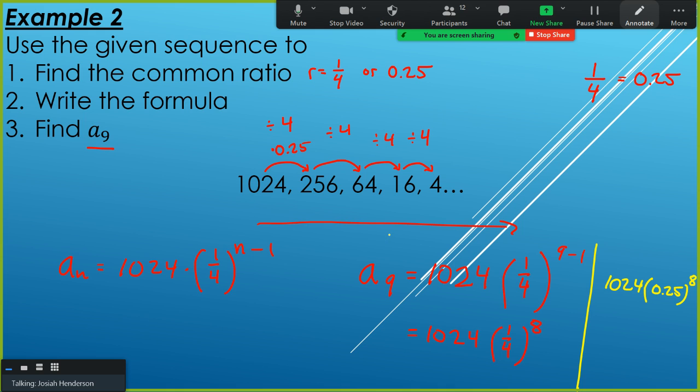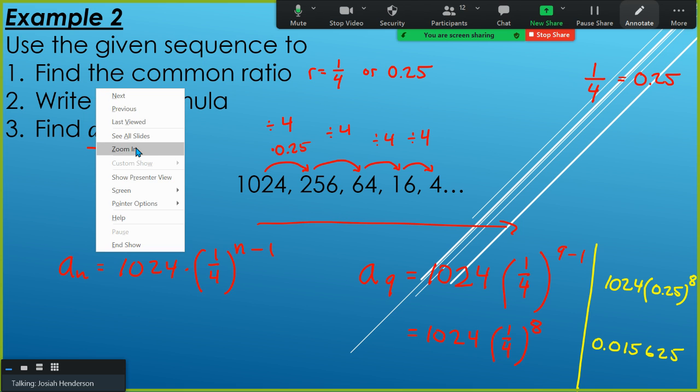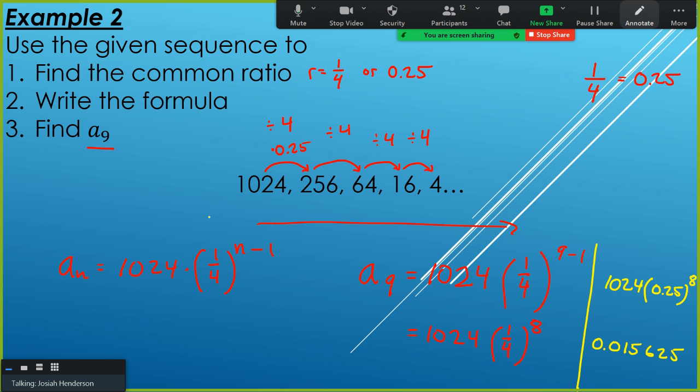I got 0.000015259. That's a nightmare to write down, I realize. But if you keep it in your calculator and we just hit times 1024, we get this answer. Now that's still kind of scary looking. If we try this in red on the left side with the fraction version, we're going to get a fraction answer instead of a decimal answer. So let's compare those two real quick.